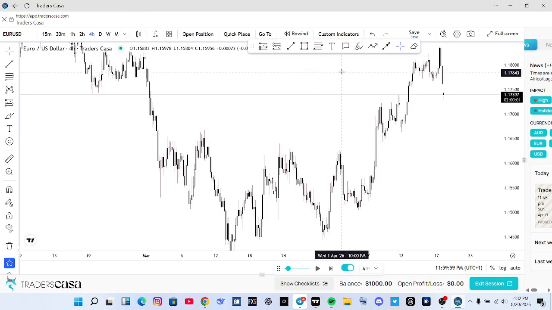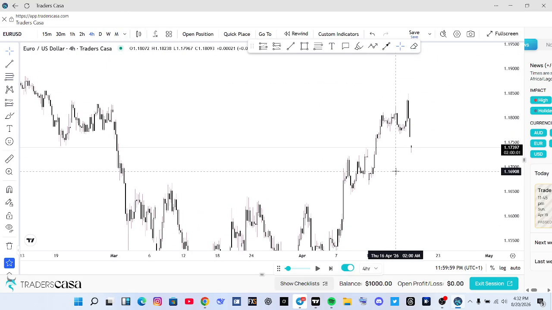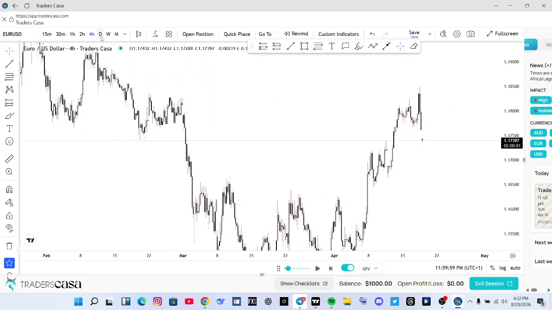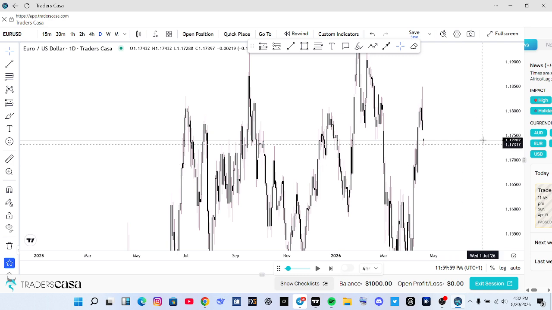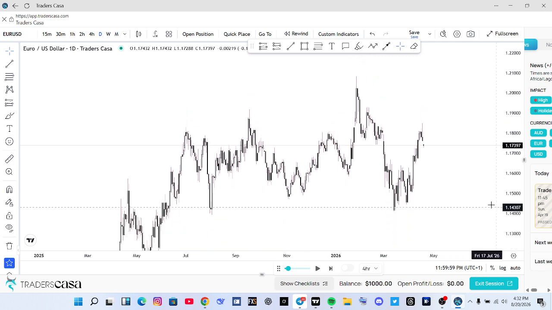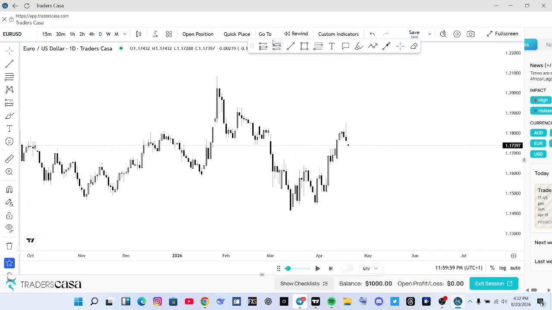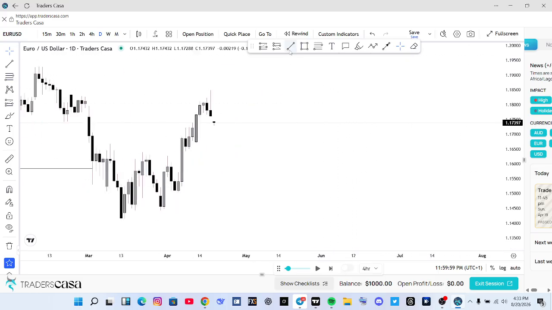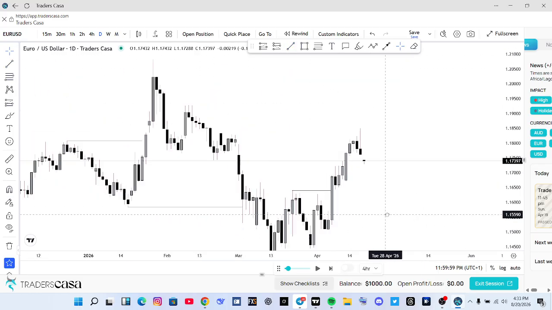Okay, so now based on what we are learning today, structure, we'll start by marking out the structure on a daily time frame. I'm showing you guys how to get your directional bias just using structure. Okay, now this is a break of structure here. This place here, we also have another break of structure here, and then here there's also a break of structure here. All these are daily structure.